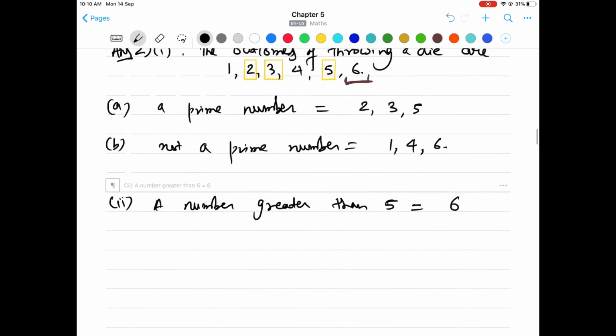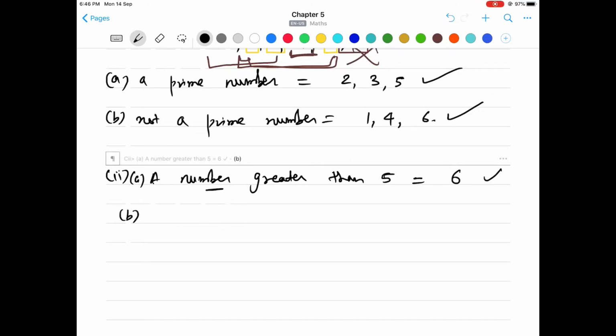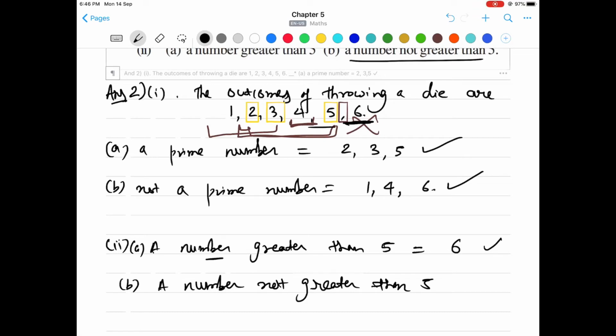Next one is a number not greater than 5. This is A. Now part B is a number not greater than 5. Now you can see from these, the number which is greater than 5 is only this number 6. So all the remaining numbers, which are 1 to 5, are numbers either equal to 5 or less than 5. So we'll take these 5 numbers.